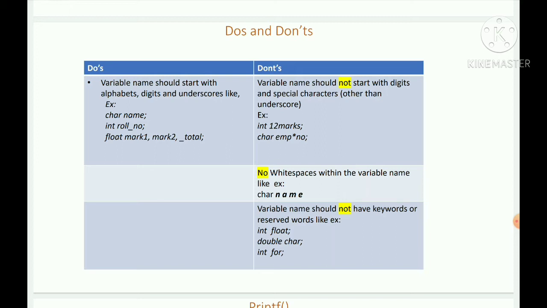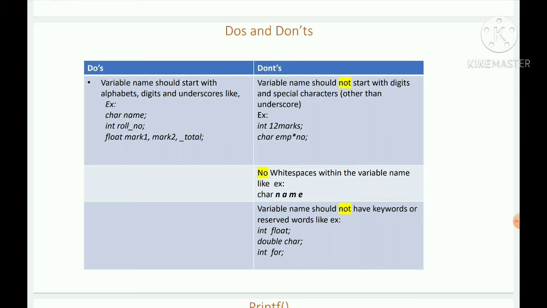On the right side of the tabular column, you see that the below kinds of variable name formats should not be accepted by the C language. You should not give them. C can't accept these kinds of variable names. What are they? The first one: int 12marks. If you start the variable name with digits, it won't accept it. But if you end the variable name with numbers, it will accept it. The rule is that the variable name should start with an alphabet, or with an underscore character followed by alphabets.